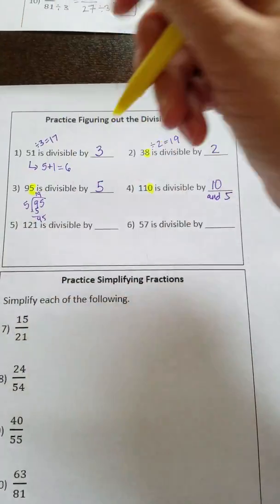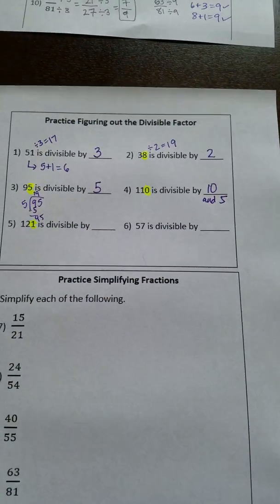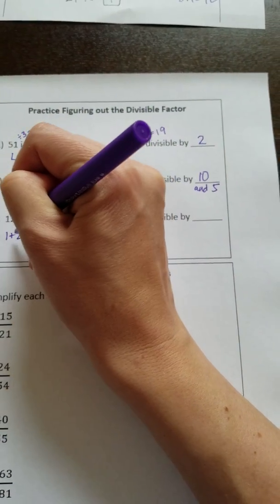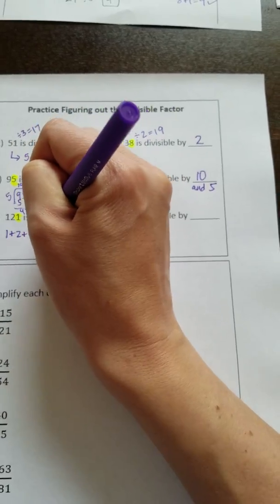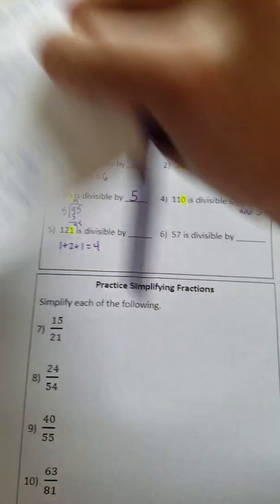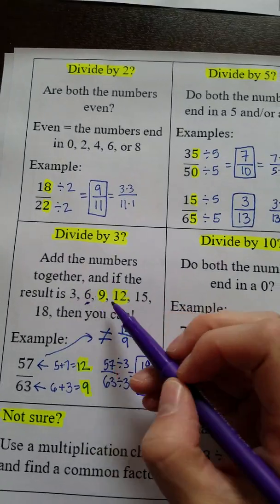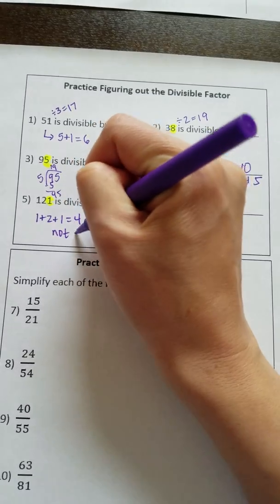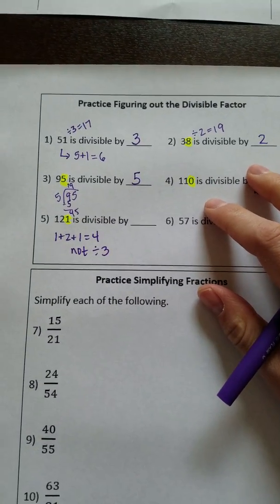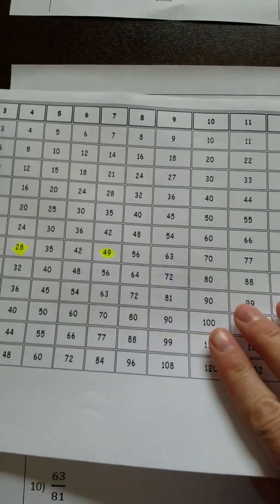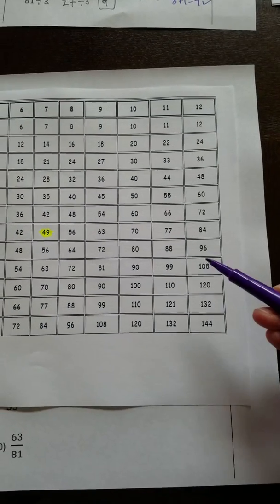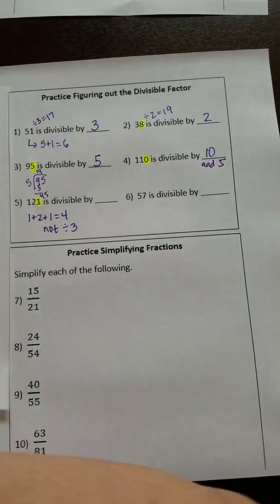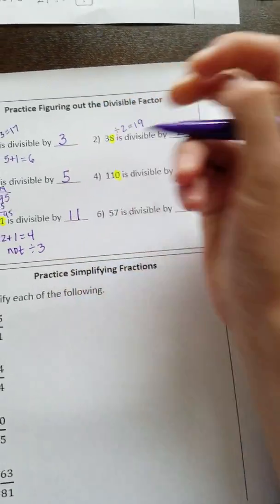121, so first of all, ends in a 1. So not even, can't divide by 5 or 10. If you add the numbers together, 2 plus 1 is 3, plus 1 is 4. 4 is not on the list of numbers to be divisible by 3. So it's not divisible by 3. So we checked, and it's not divisible by 3. Therefore, you got to use a multiplication chart. And if you don't know your multiplication facts, then you got to look for 121. And there it is. 121 is divisible by 11 because it is the same thing as 11 times 11. So you would divide by 11 on that one.